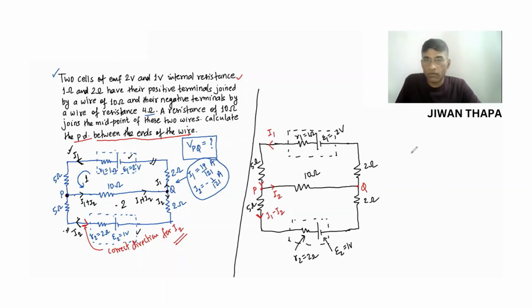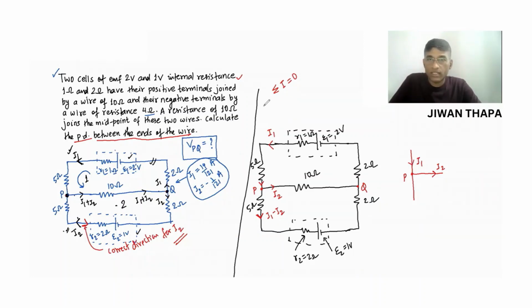So what do you find? I1 current is entering junction P, and I2 is current leaving along this direction, and the current flowing along this direction is I1 minus I2. We have this: sum of current equals 0. Let's understand in this way.